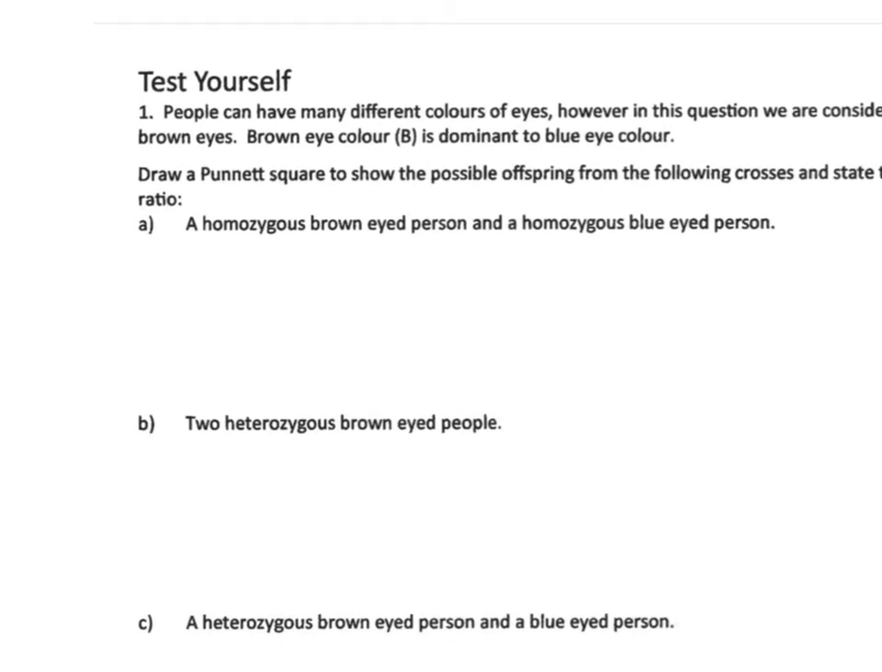So the first question was telling us that brown eye colour, big B, is dominant over blue eye colour, and so therefore the first thing that you work out is blue eye colour is going to be represented by a little b because it's recessive. So big B is brown and little b is blue eye colour. So the first Punnett square, a homozygous brown-eyed person, so brown, big B, homozygous, both alleles are the same, and a homozygous blue, so that's two small b's, that's the cross you're doing.